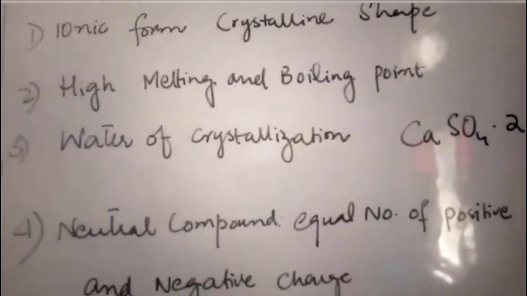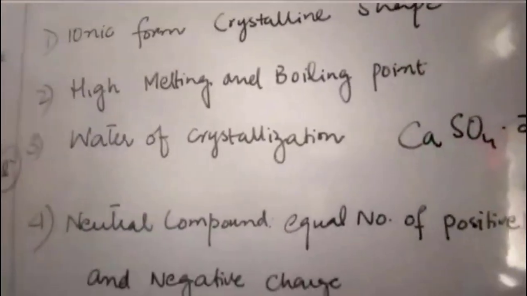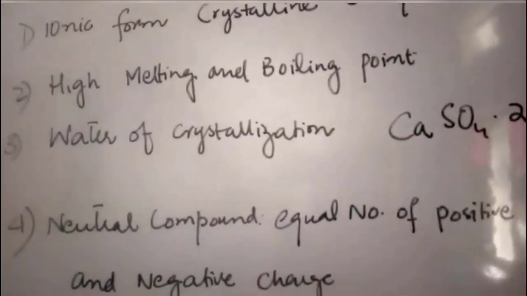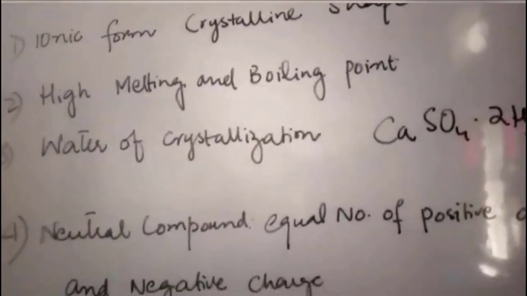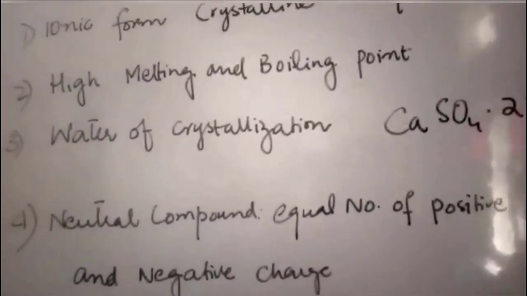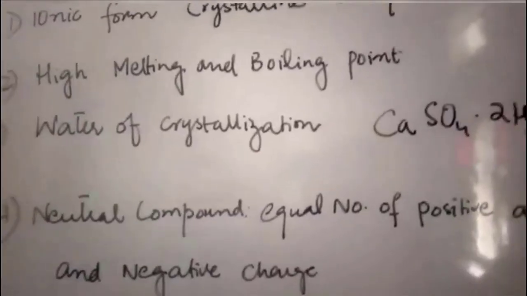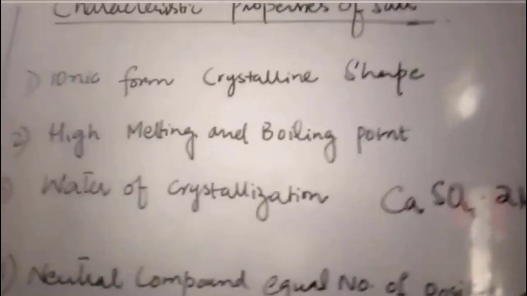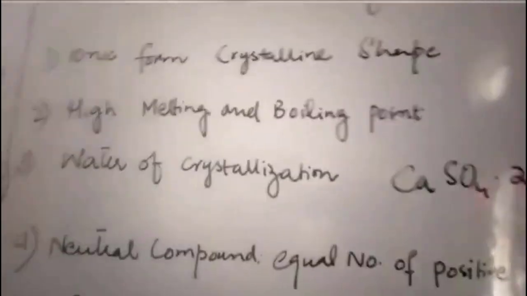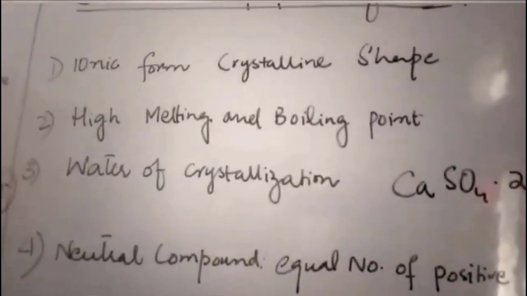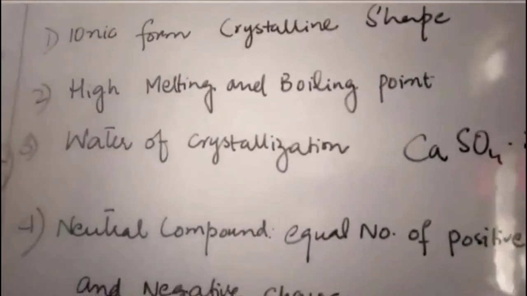The salt we find in the open form in the market is crushed and ground salt. That is not the actual form of the salt. When we crush and grind that salt, it changes into powdered form. So if you take any branded salt, National or Shan, you can see the crystals of the salt. Next, high melting and boiling point.